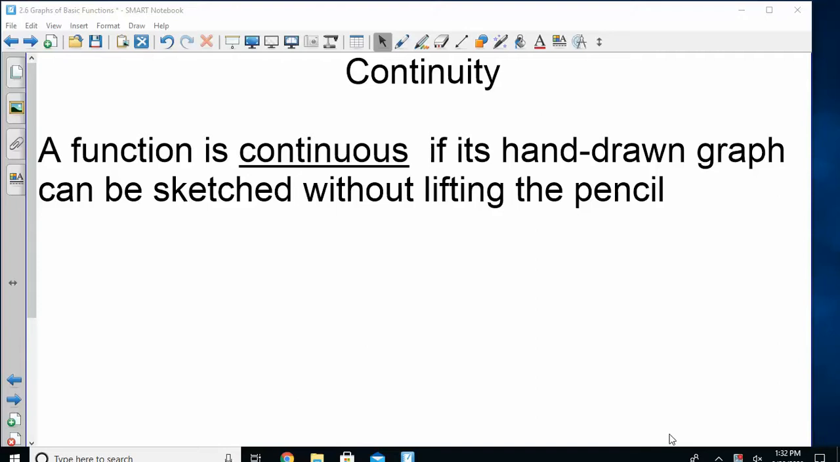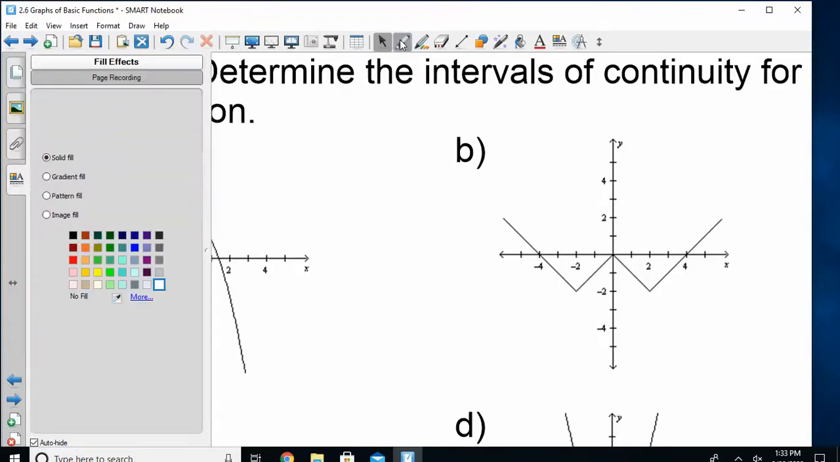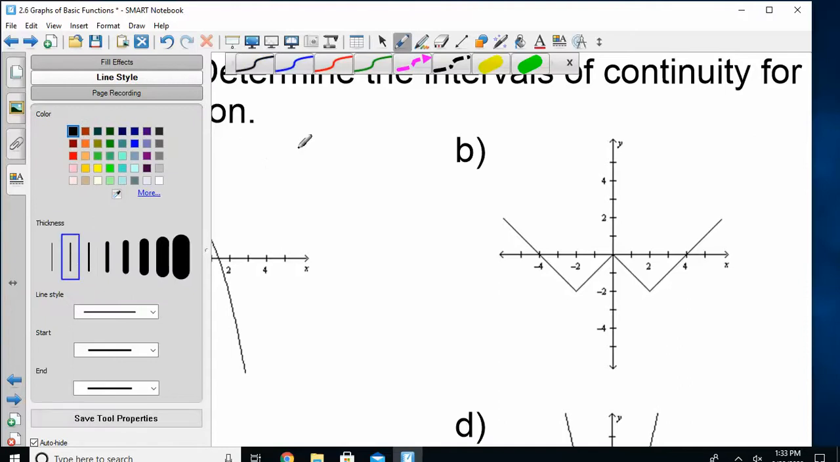I'll say where is this continuous, and you're going to give me an interval. Just like with increasing, decreasing, constant, your interval has to be using the x values. So we'll use interval notation. Only time you're ever going to list y values in an interval is for the range. Otherwise, we're always going to stick with the x. So the first thing, I just put some graphs up and asked you to tell me where it was continuous.